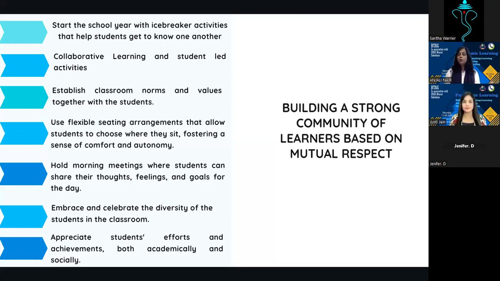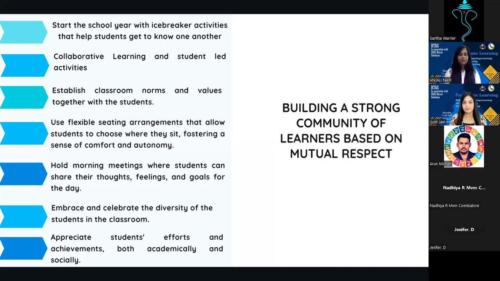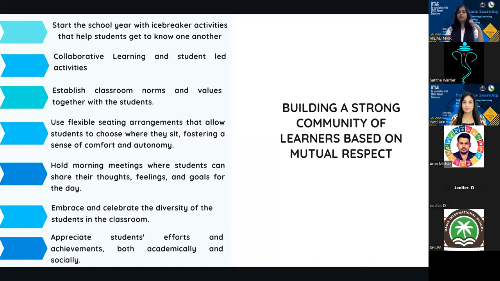Then hold some morning meetings where students can share their thoughts and feelings whenever you enter the class. If you have a period 1 in the classroom, then have some morning meetings. If you're a class teacher, then have a morning meeting where the students can share their thoughts, feelings, and goals for the day, which can be written in the classroom on the softboard. And students should know that this is the goal that we are going to achieve today. This is the word of the day, and this is the theme of the day. So this will make them feel valued and respected.